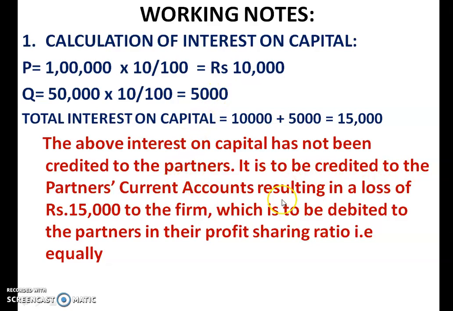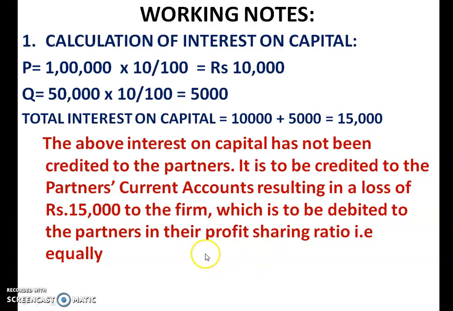It is to be credited to the partner's current account, resulting in a loss of rupees 15,000 to the firm, which is to be debited to the partners in the profit sharing ratio, that is equally. So children, this 15,000 is a loss for the firm because the firm is giving 15,000 to the partners P and Q. P and Q together are known as the firm. So the firm has to give 10,000 to P and 5,000 to Q. From the firm's point of view, 15,000 is a loss.